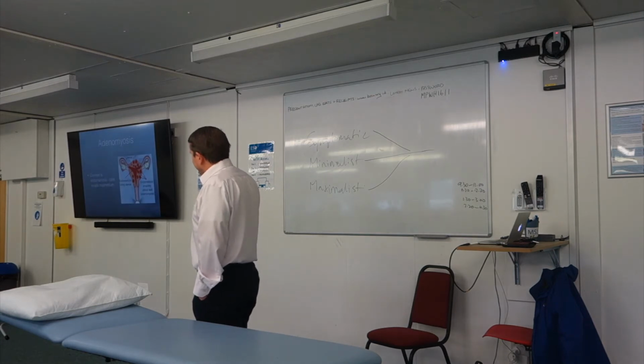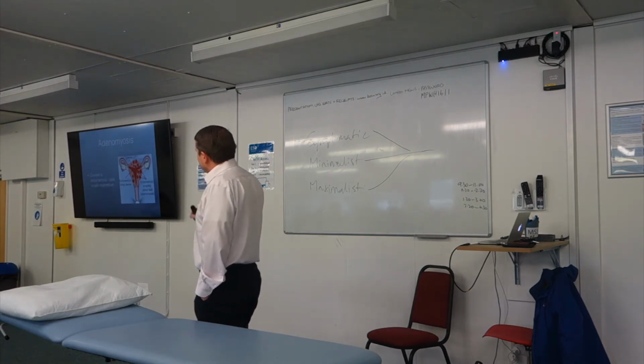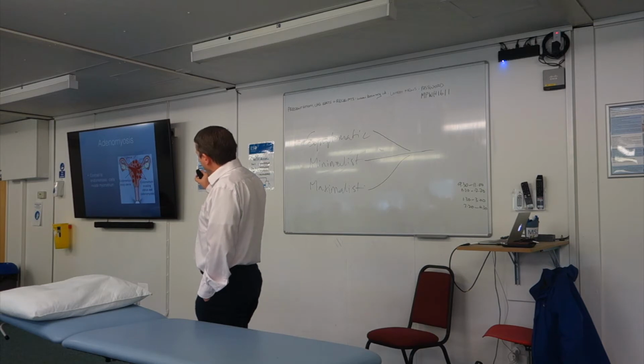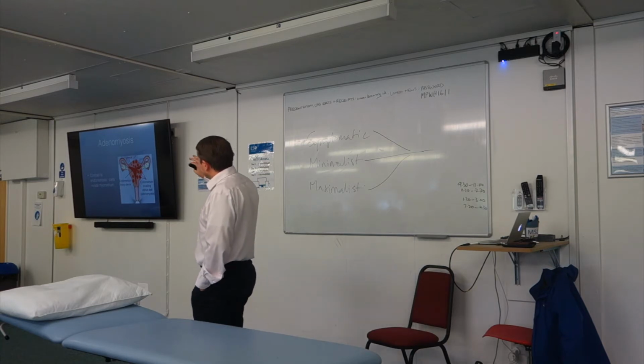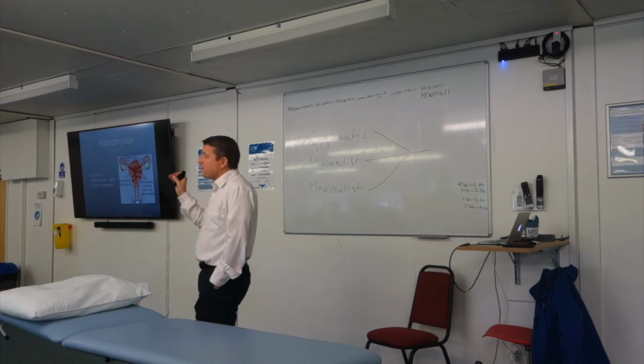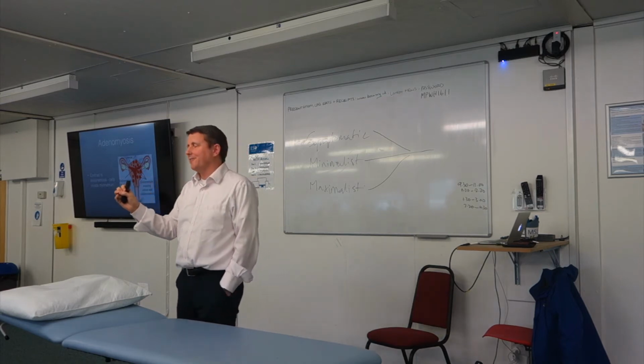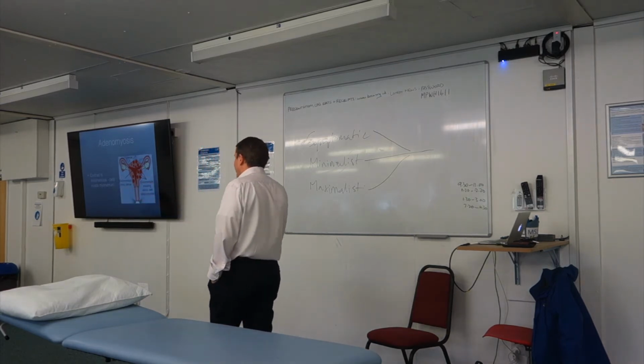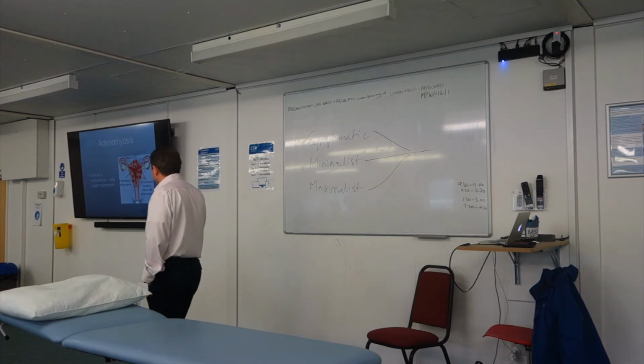So adenomyosis is much the same in a way. It's a similar pathology in the sense that these endometrial cells end up within the muscle of the uterus instead. So they're where they shouldn't be. So in that sense, it's like endometriosis.